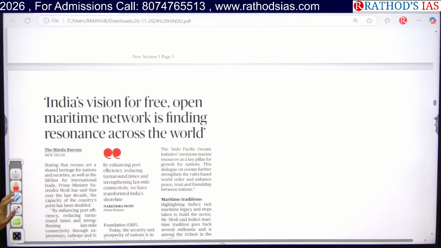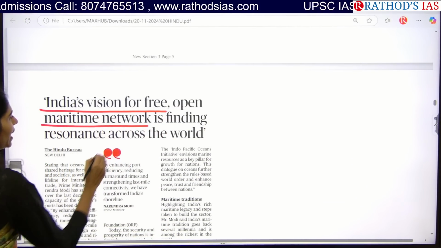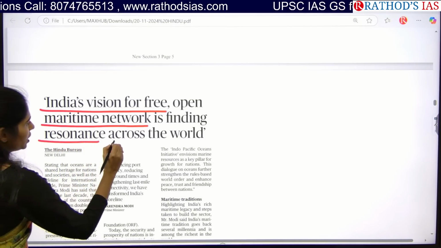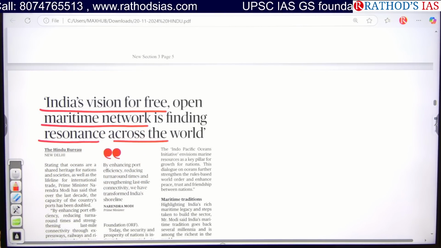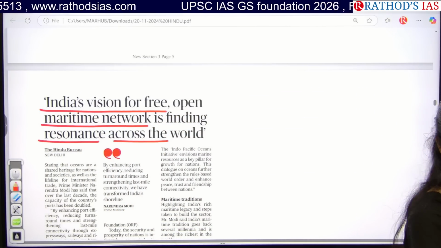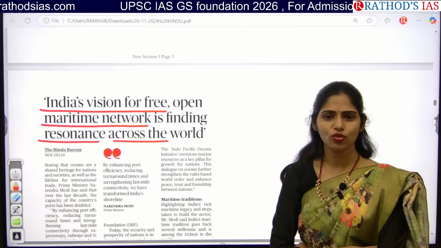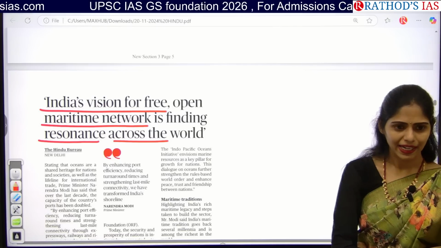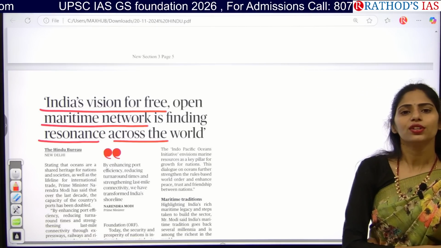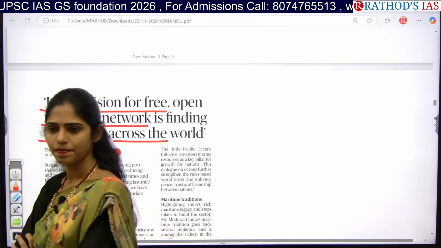And say this article: India's vision for free open maritime network is finding resonance across the world. So what is this article talking about? Come on fast, tell me. India's vision for free open maritime network. So what is it focusing on? Maritime network. Okay, so tell me something that you know about the maritime routes of India.